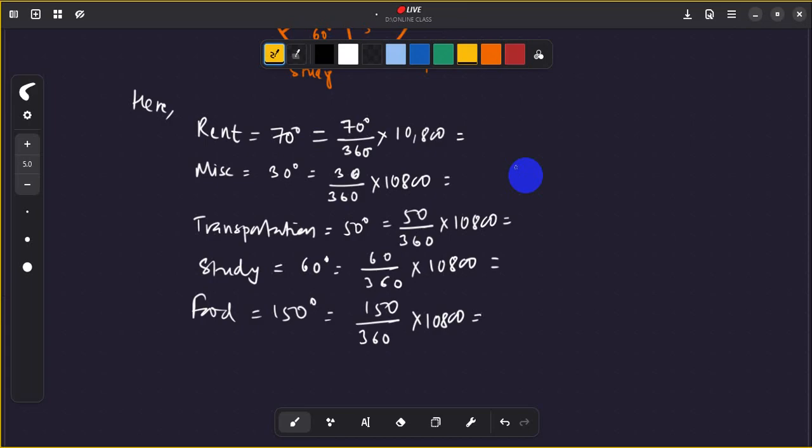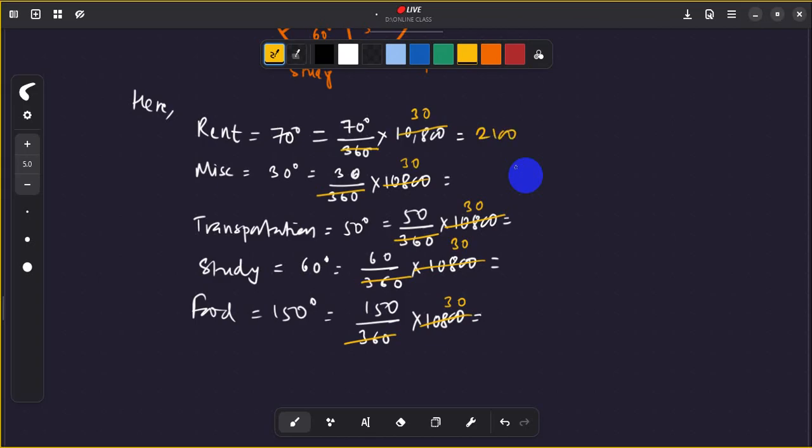10,800 divided by 360, let's do this at first. It is 30. When 360 cancels 10,800, it becomes 30, not 80. Now after this, we just need to multiply these two values. 30 multiplies with 70 and becomes 2100.